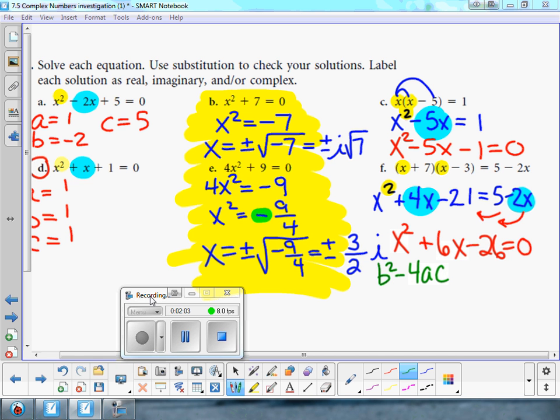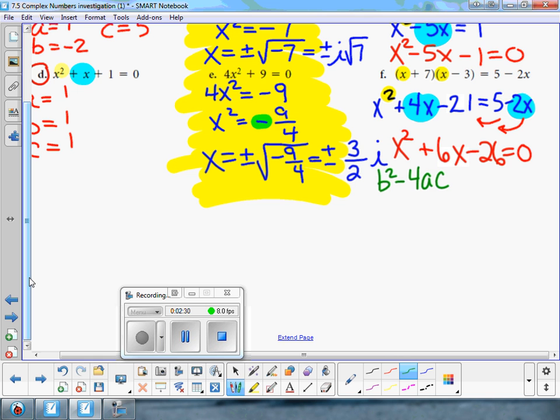We have since revised that. Positive is still 2 solutions. 0 is 1 solution. But if it's negative, we no longer say no solution. It has 2 complex solutions involving the imaginary unit I. Okay? So we no longer have any problems with no solution. So let's go over here and let's calculate.